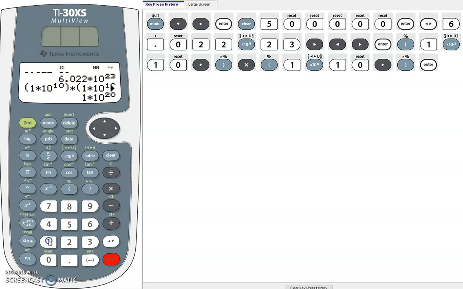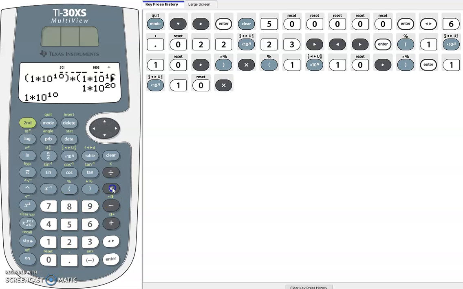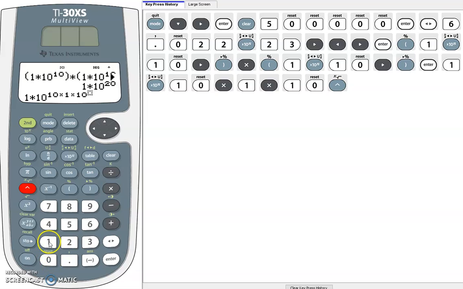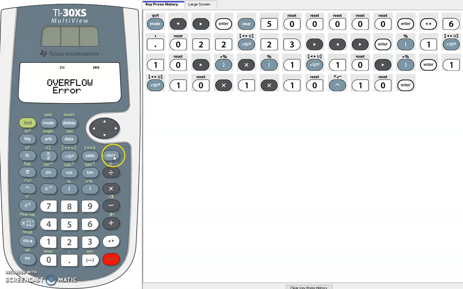So now they have something like 1 times 10 to the 10th times 1 times 10 to the 10th. And this will probably give me an overflow, because it's a huge number. So just be careful whenever you're doing these operations.